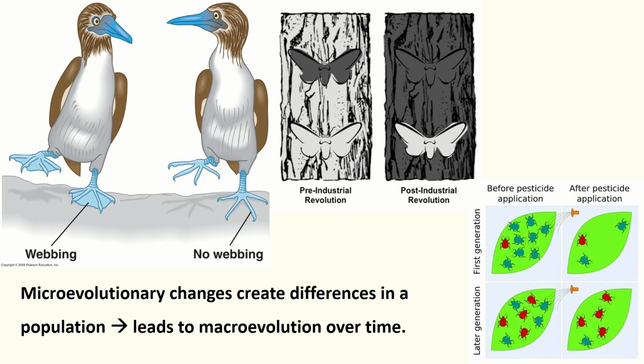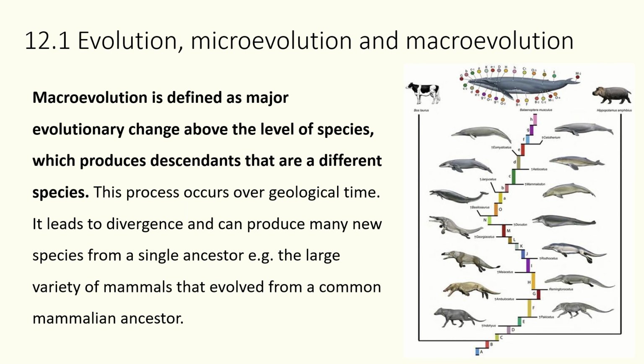So you can see that we've got blue-footed booby here. That's the bird. They can have webbing or no webbing. We've got our peppered moth example, which we'll look at in more detail when we look at microevolution, that you can have the black or the white, and there's the two different variations there. So these microevolutionary changes are building over time to create differences in a population. And as that happens over larger timescales, that results in macroevolution.